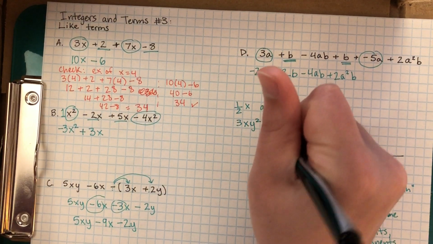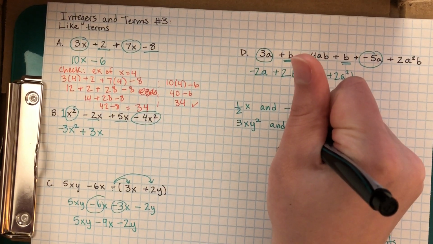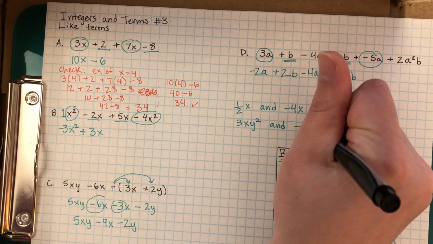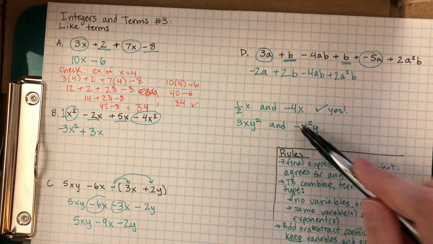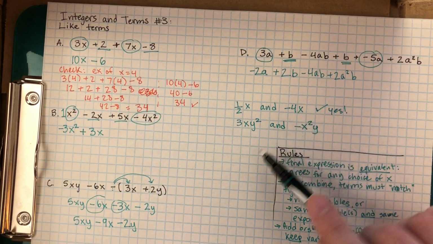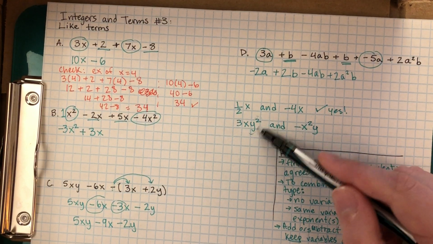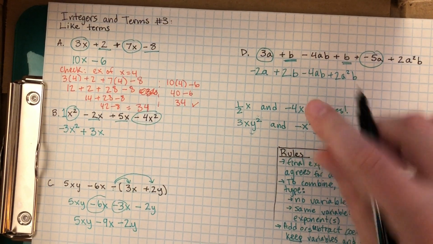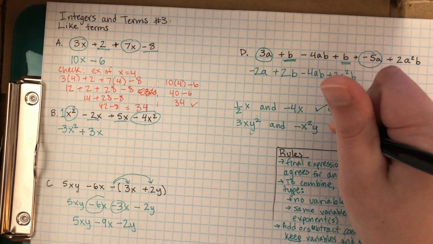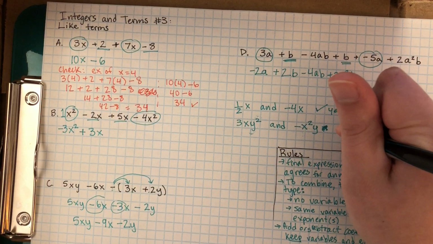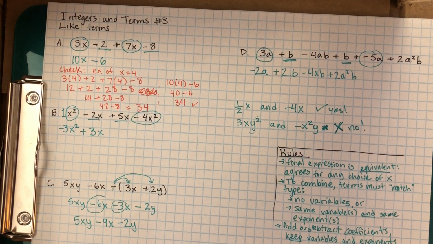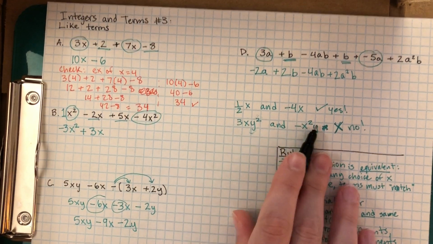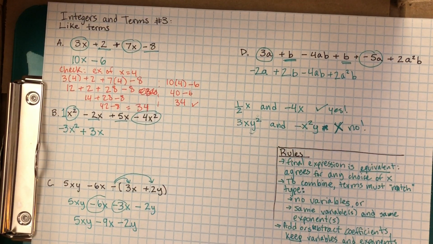Okay, what if we had 3xy squared and negative x squared y? Okay, so we have an x, we have a y, we have a squared. It feels like we have all the same ingredients. But here, the exponent belongs to the y, and here, the exponent belongs to the x. So these are actually, yeah, I'll write like a big X, not like terms. Because even though they have the same variables, each variable needs to have the same exponent as it does in the other term in order to match.